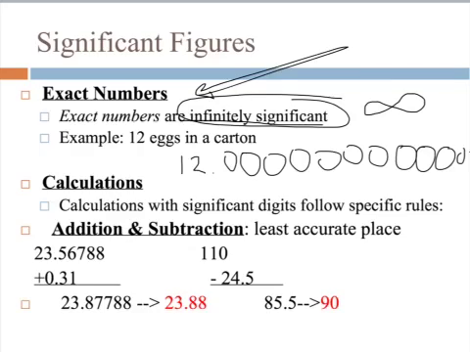So we talked about how to count to see if there are sig figs in a measurement. But now we're going to talk about the rules when we calculate. So there are specific rules when you calculate with significant digits. We're first going to talk about addition and subtraction. And we clump those together because it's the same rule.